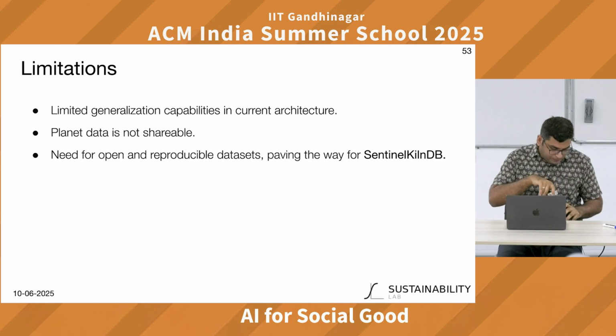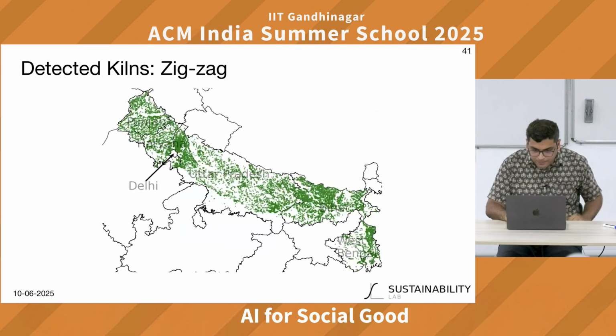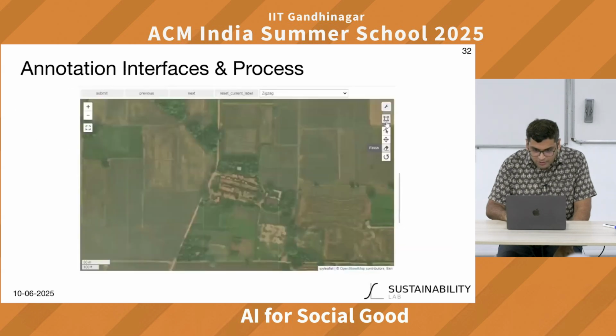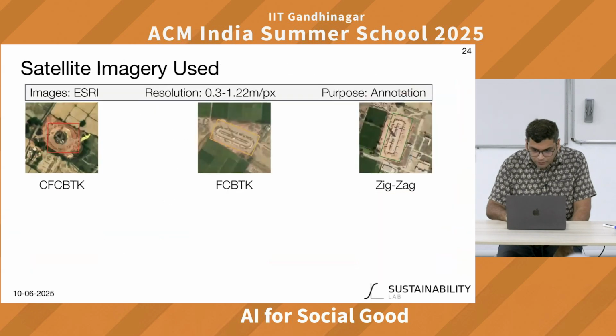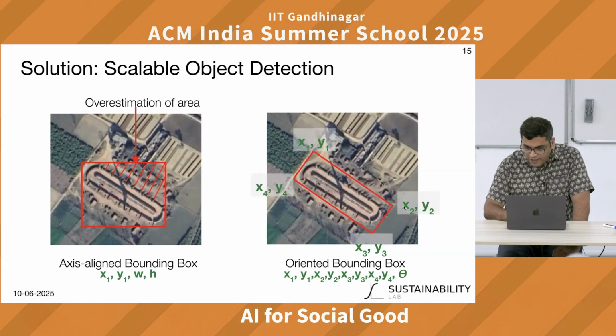Hello. So the question is for OBB, how many points do we need? Okay. So for the axis aligned, we are saying that we just need these 4 values, x1, y1, then w and h. Whereas for this one, we have written x1, y1, x2, y2, x3, y3, x4, y4, and the angle theta. So could we have done with lesser?